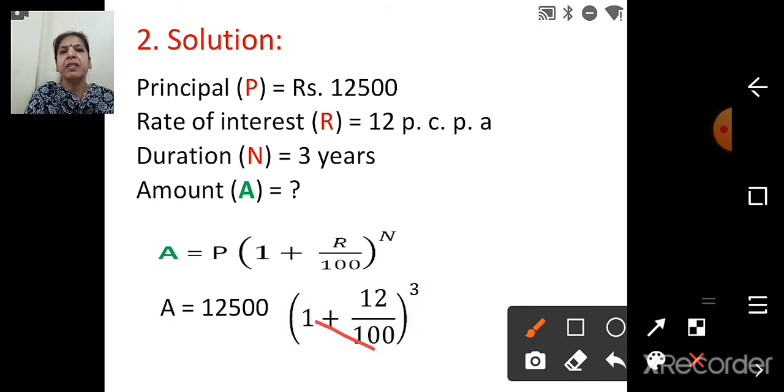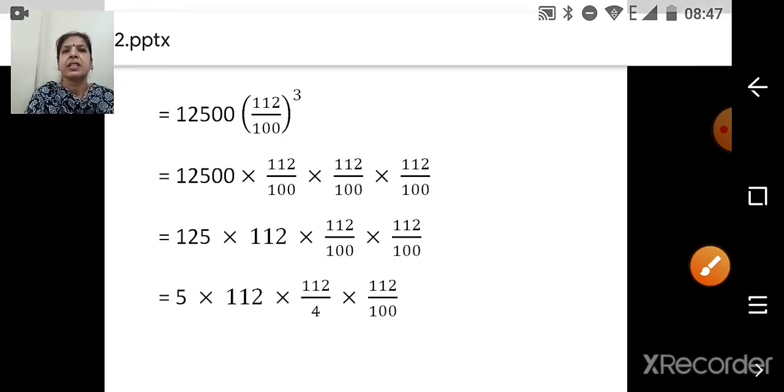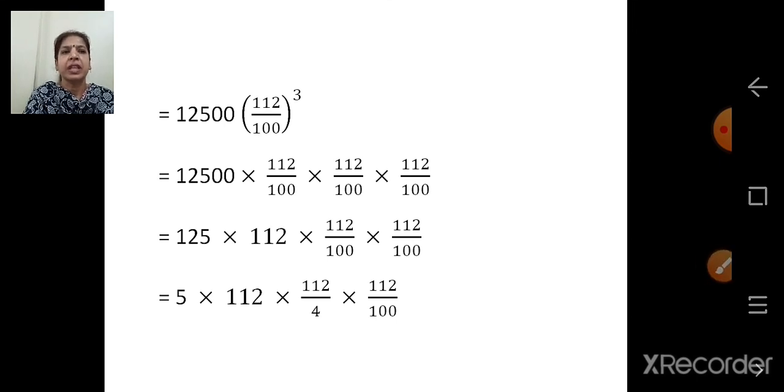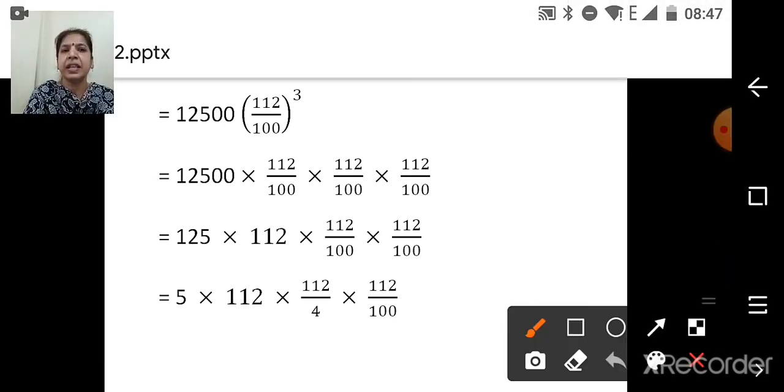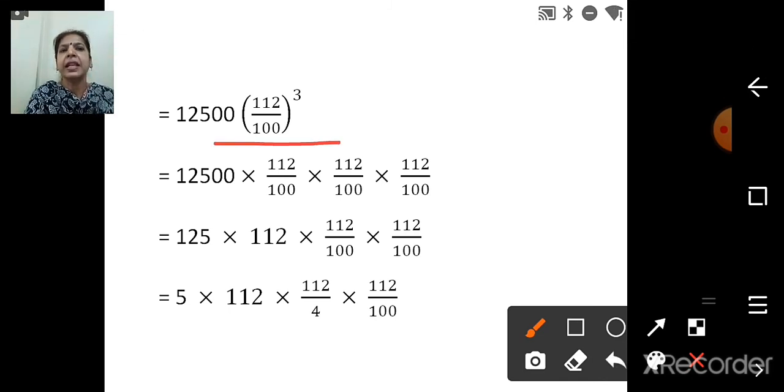100 into 1, always remember like this, 100 into 100 plus 12, so 112 upon 100. So the bracket part will be like that. So the amount is equal to 12,500, then in bracket we will write 112 upon 100 raised to 3, that is the cube of that. And we have seen how we have got 112, right?